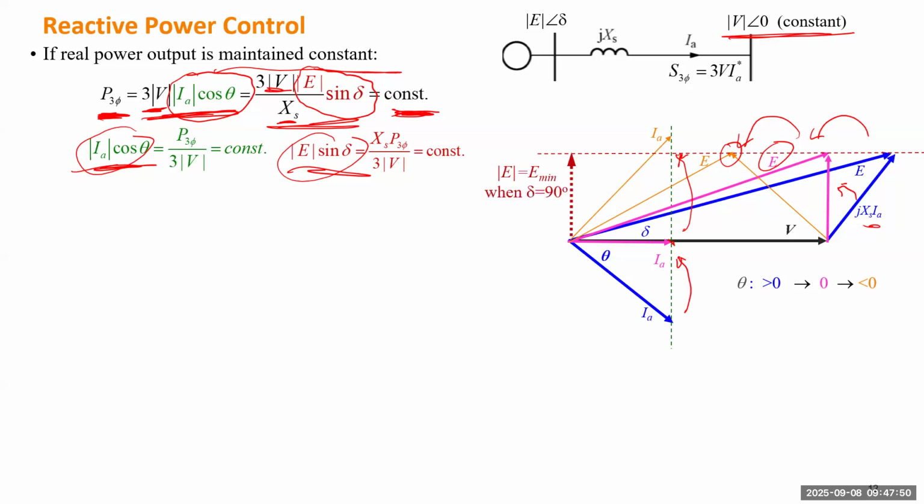Okay, so we can ask a question: what is the furthest condition for E to move? Because it seems in this operating trend, if we try to change the power factor from positive, to 0, to negative, and further negative, finally the E will become shorter and shorter. What is the shortest E we can have? That is exactly tied to the steady state limit.